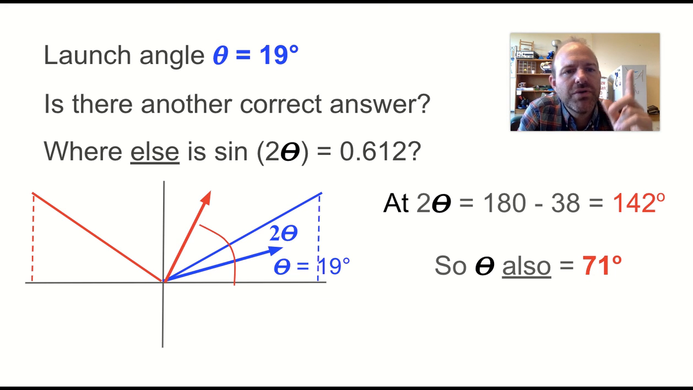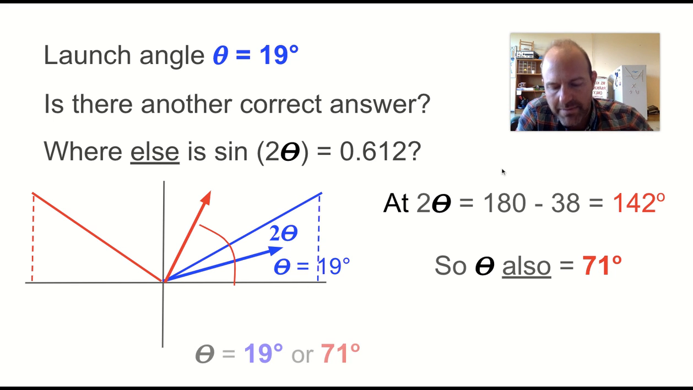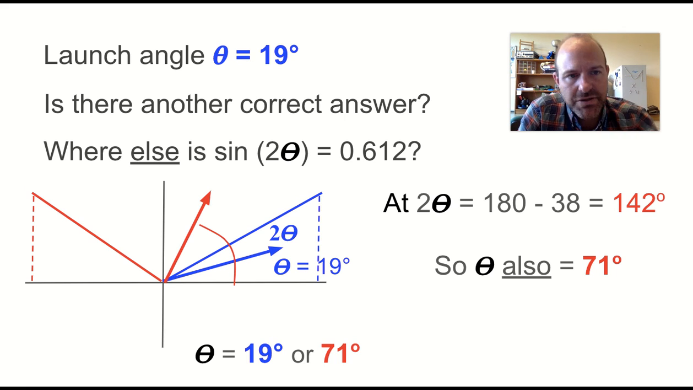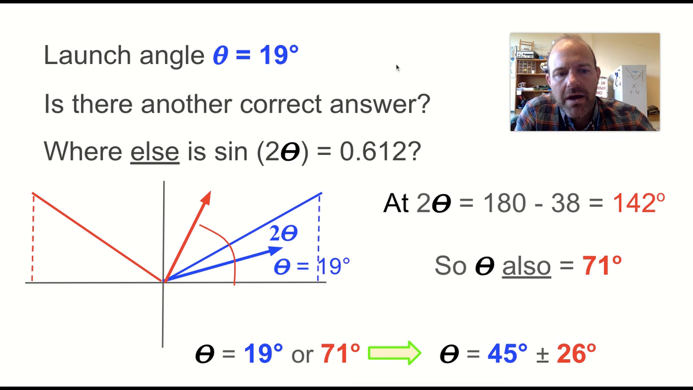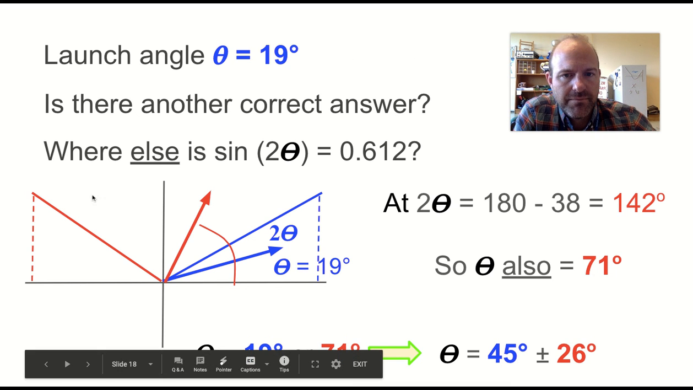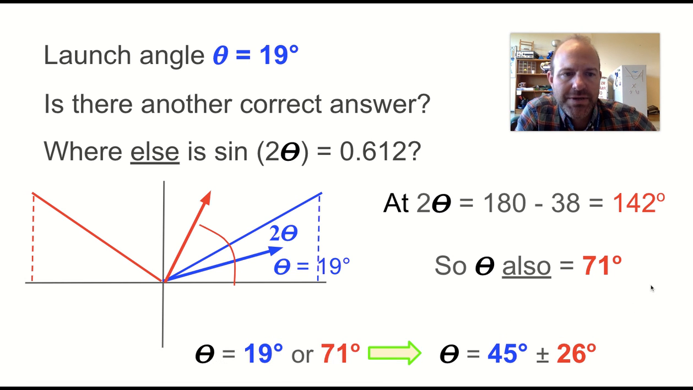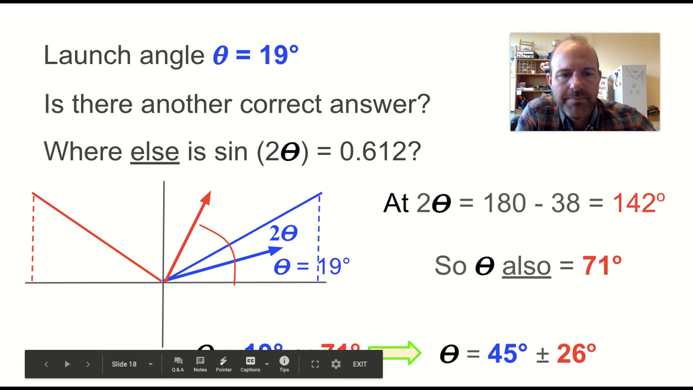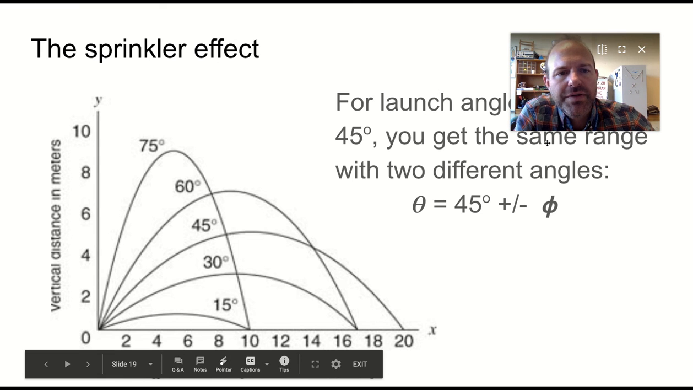So in other words, there are 2 different angles you can fire at, a low angle and a high angle, that will get you to the same place, which is interesting. Now, of course, as we talked about previously, the higher you fire it, or the more the y component is, the longer it will be in the air. And if you want to hit the target faster, you should go with the shallow angle. So basically 45, which is halfway between 0 and 90 degrees, plus or minus that 26 degrees will get us our value. And this is what's called the sprinkler effect.